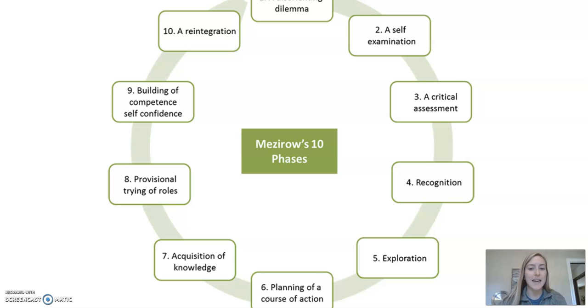This next slide shows the 10 critical phases or steps that someone would go through when they are engaging with transformative learning. A few things I wanted to point out. This whole process is initiated by some kind of disorienting dilemma. I like to think of that as learning some piece of new information that goes against what you think your current beliefs are, what you think or assume about a topic.